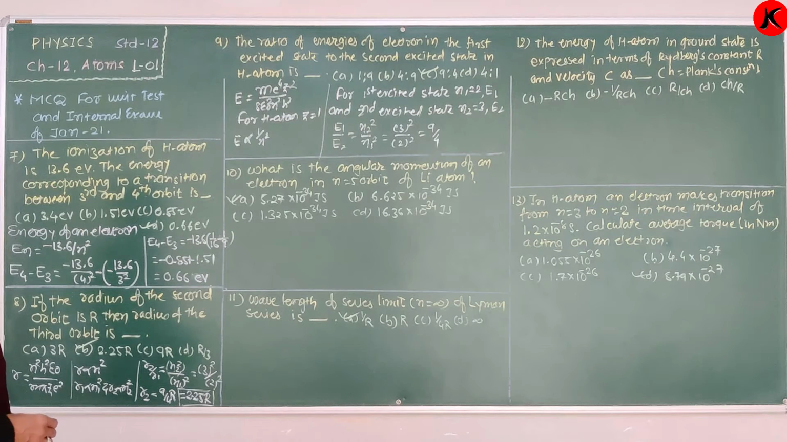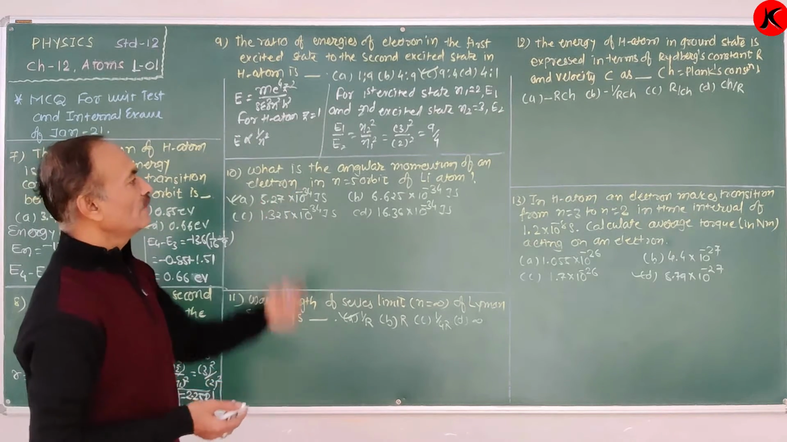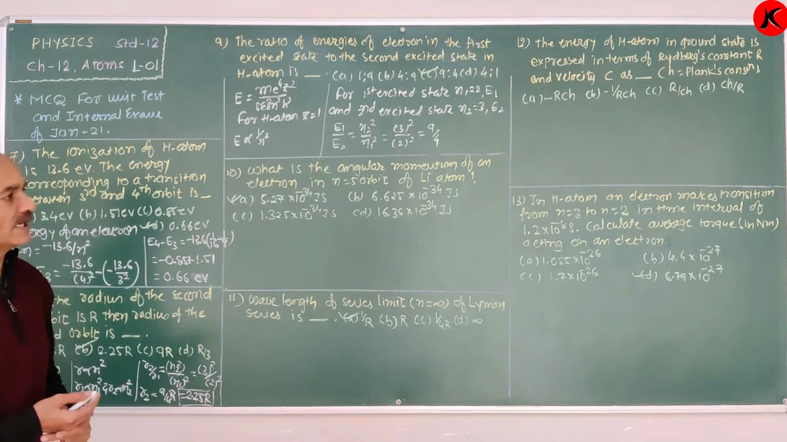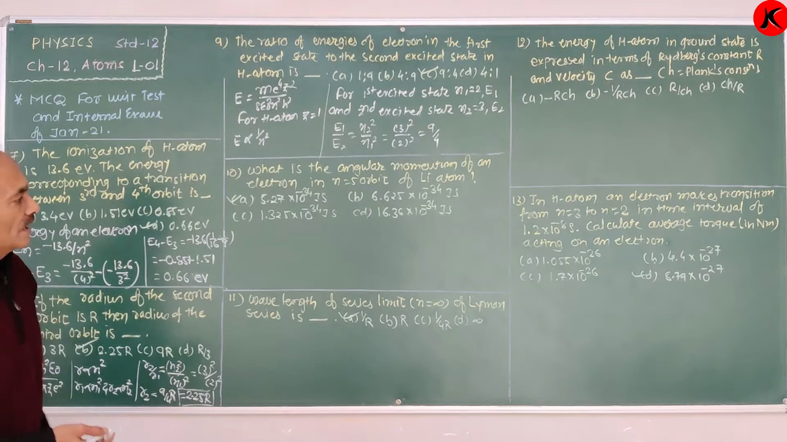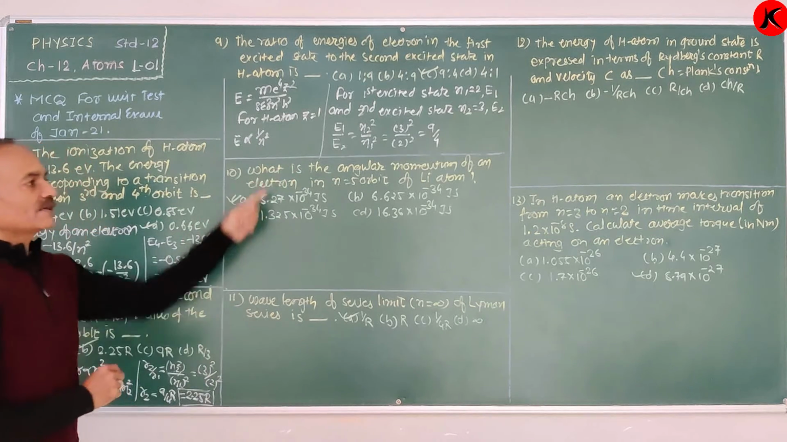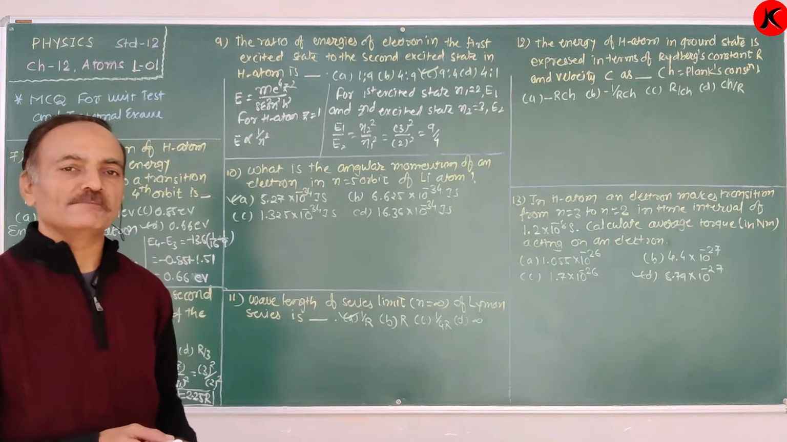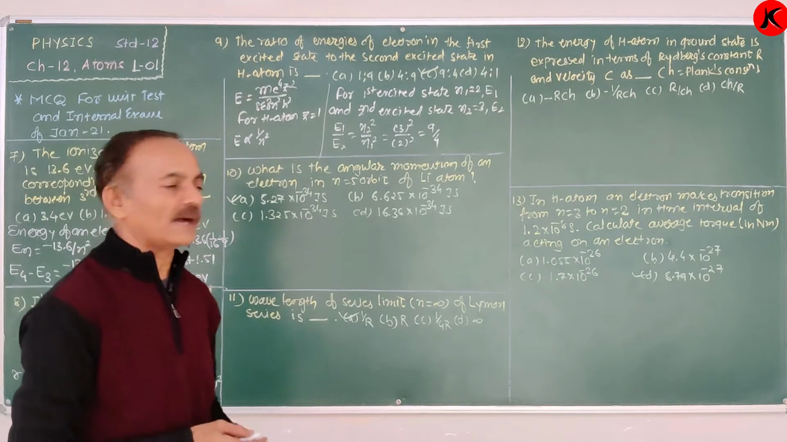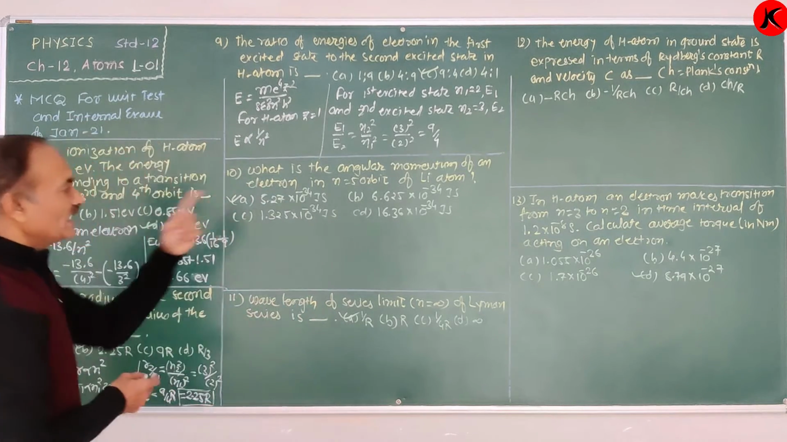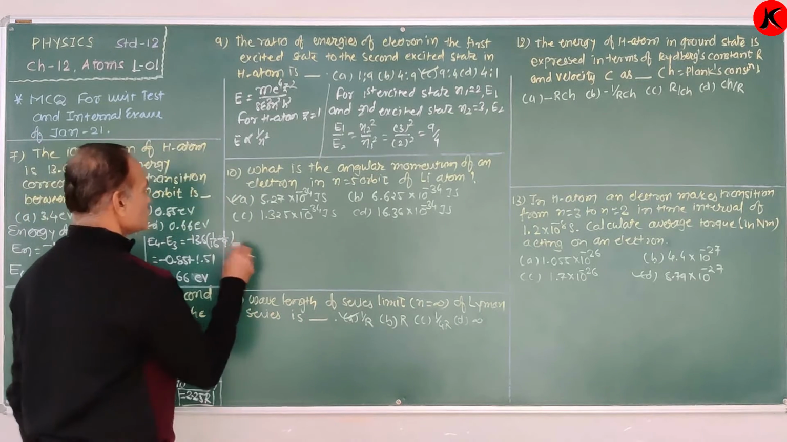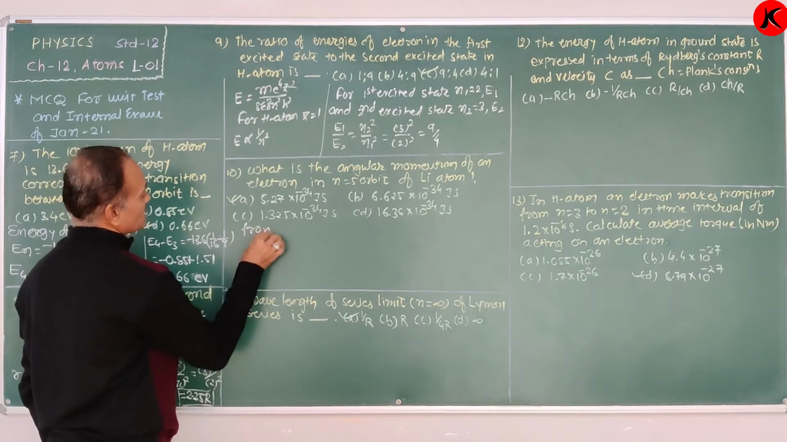Now next, what is the angular momentum of an electron in the n is equal to 5th orbit of a lithium atom? Right. Now from Bohr's hypothesis, we have to find out the angular momentum. Angular momentum L is equal to mvr is equal to nh upon 2 pi. Here the number of orbit n is equal to 5, given.